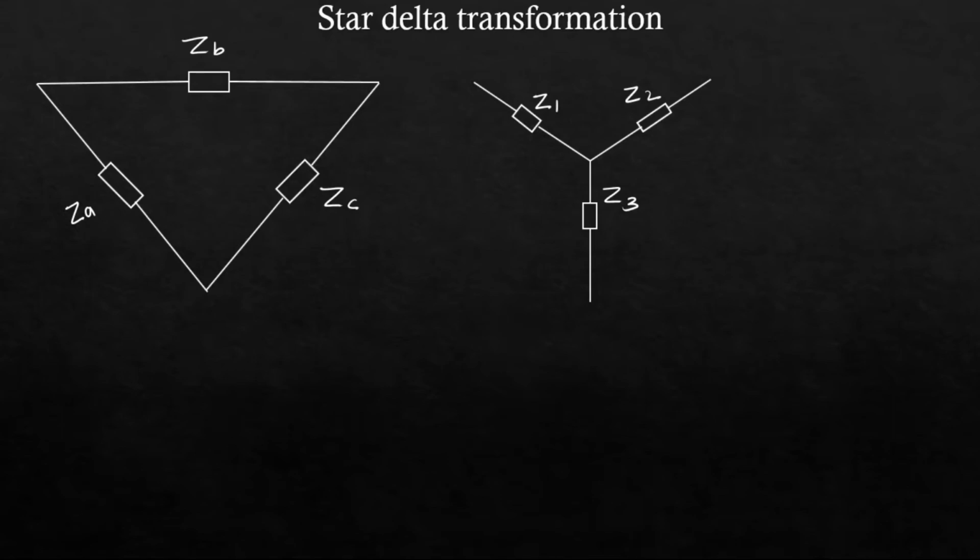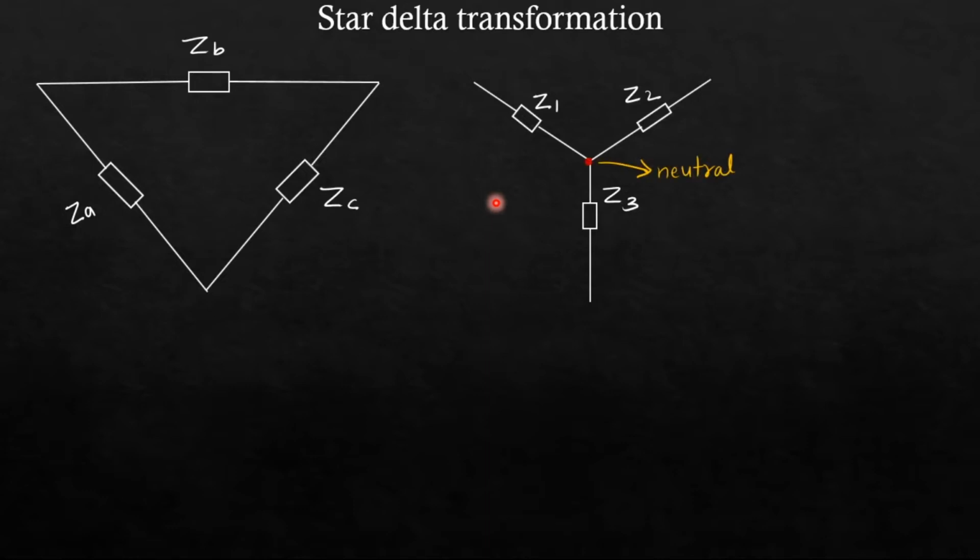Next type of circuit technique that we will study is star-delta transformation. Now whenever three impedances or three elements are connected, usually there are two types of connections defined. One is delta connection, other is star connection. In delta, three elements are connected in a closed loop, that is one after the other. Whereas in star connection, all three elements have a common node, which is also known as neutral.